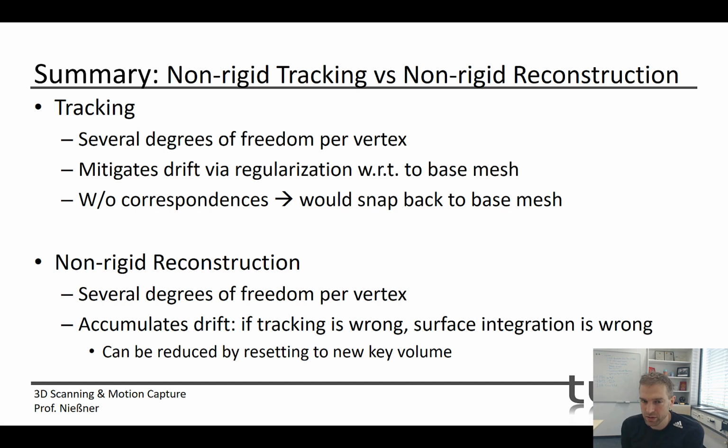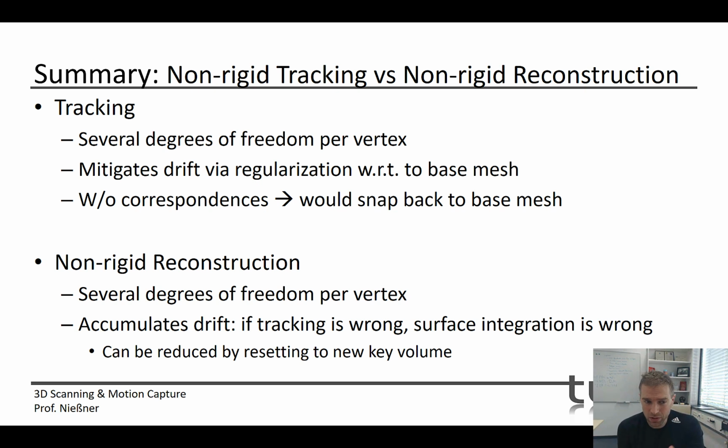Now, with non-rigid reconstruction, it's a little bit more complicated because you still have several degrees of freedom per vertex, but it always does basically template tracking with respect to the previous frame and then quote-unquote update the template mesh accordingly. And because of that, one big challenge of this non-rigid reconstruction is that it accumulates drift. So if the tracking is wrong at some point, then the surface integration will be wrong and then everything is kind of falling apart.